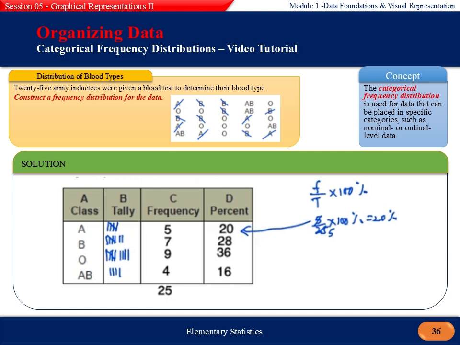So this is how we make a table for categorical data. On the first column, you write class and list all the different categories. The second column is the tally, and the third column is the frequency, meaning you count how many of each category are repeated in the data. And the fourth column is the percentage. You do frequency over the total times 100%. All right. So this is how we tabulate. We make a table, we organize the data for categorical data.